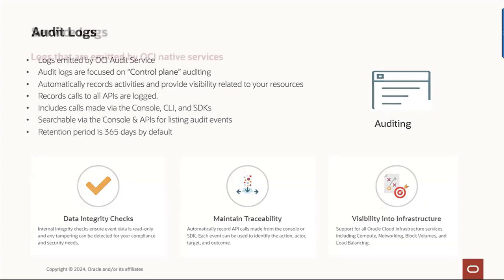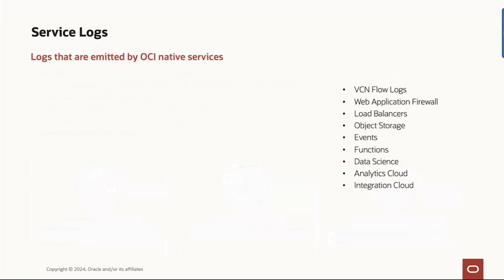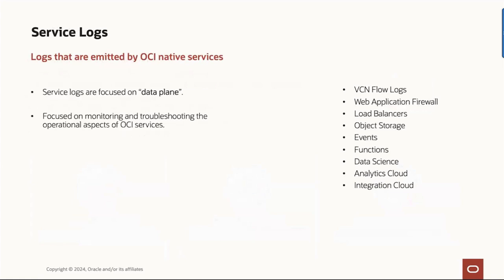Now let's look at the other type of logs called service logs. These are the logs emitted by your OCI native services. Whenever I say OCI native, it can be any of these services or even more; these are some examples. These service logs are focused on the data plane, right? I spoke about the control plane; now we are focusing on the data plane.